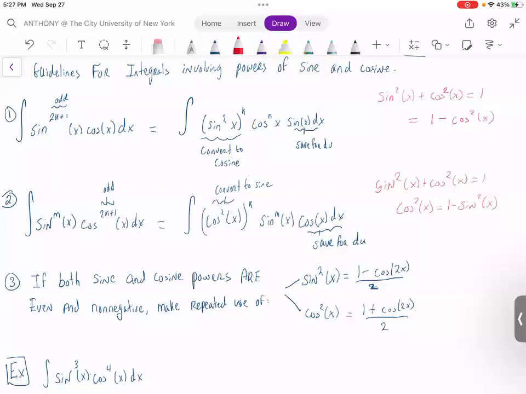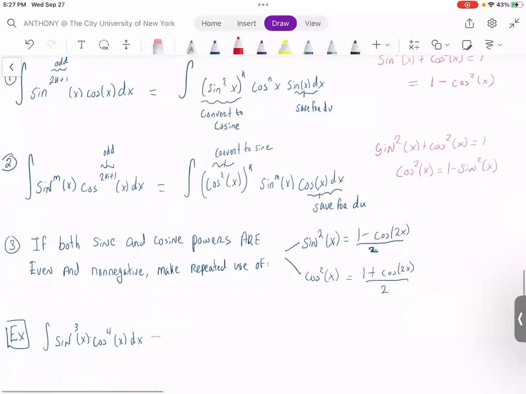So with these guidelines, I just want to do a couple of examples. The first one that I want to work on is the integral on the bottom of sine to the third power of x times cosine to the fourth power of x dx. So who has the odd power, sine or cosine? Sine. So you're going to rewrite sine as sine squared of x, and you're going to factor out a sine of x, right? So this integral can be rewritten as the following.